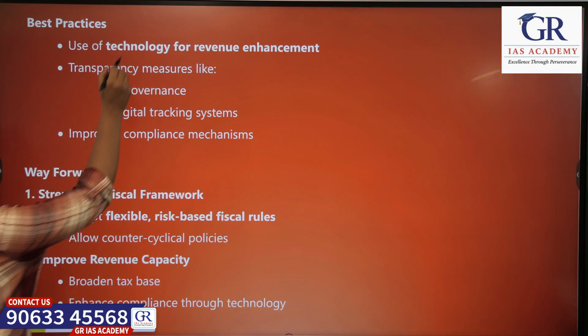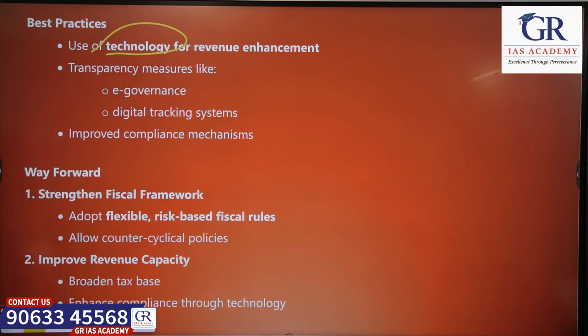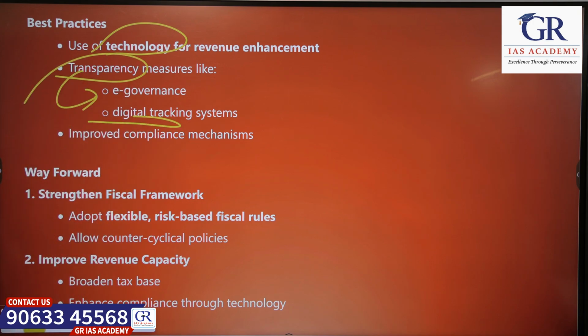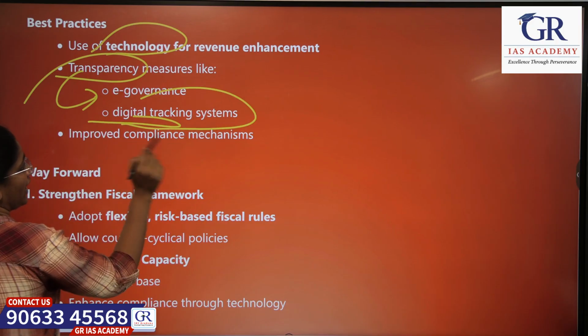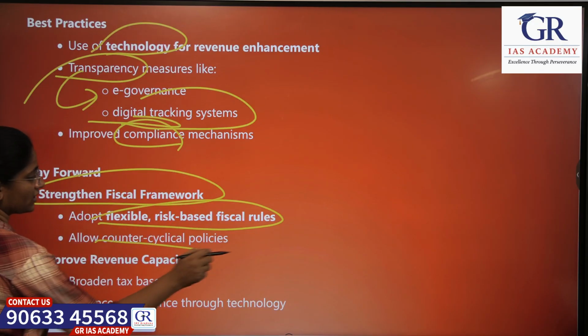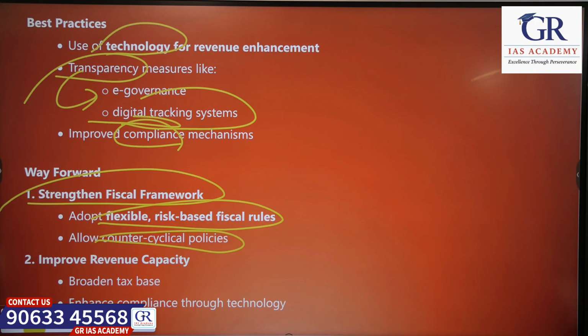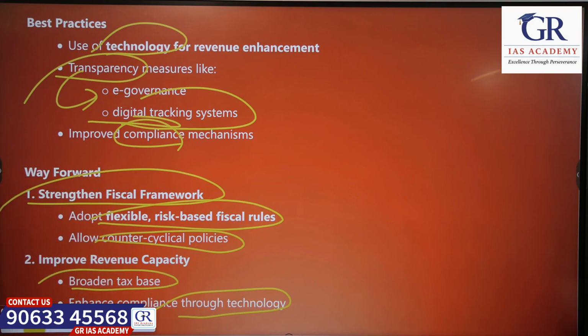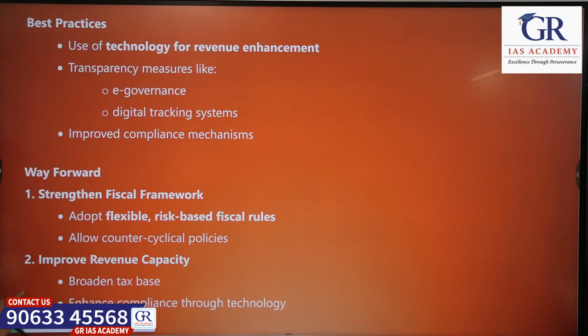So by using technology, we are increasing transparency through e-governance and digital tracking systems, and improving compliance. To strengthen the fiscal framework, we want to adopt flexible risk-based fiscal rules, allow counter-cyclical policies, broaden the tax base to improve revenue capacity, and improve compliance through the usage of technology in the tax sector as well.